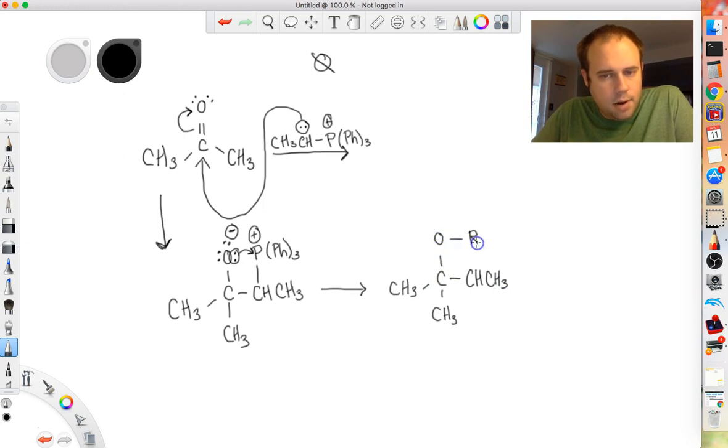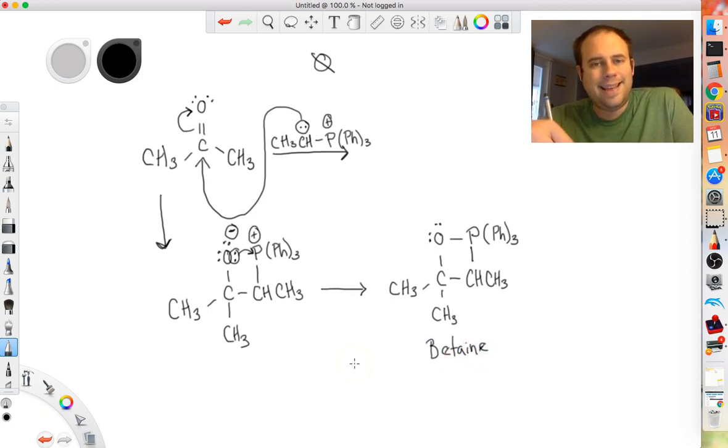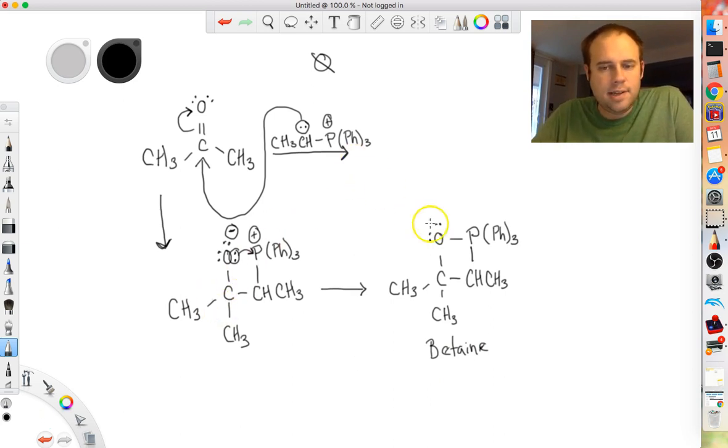It's kind of unique here. Oops, that's not R. That's P. And Ph3. So at this point, this group right here has a special name. It is referred to as betaine. That's how you would pronounce it. Beta, like the Greek letter beta, and then add an -ine at the end of it. This is a betaine. This is an important intermediate in this reaction.